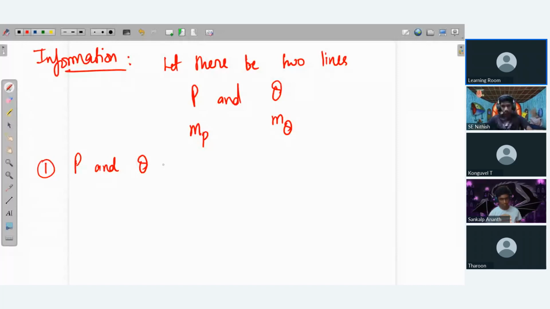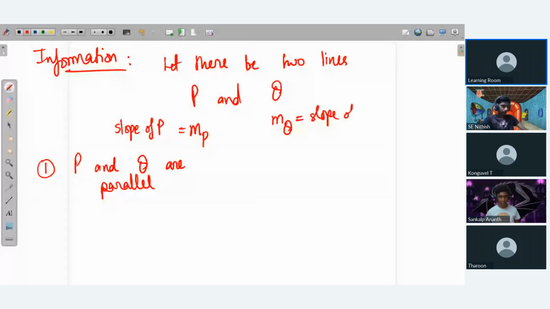P and Q are parallel lines if and only if MP is equal to MQ. Sir, what is MP and MQ again? Slope of P and slope of Q. You can directly declare that if the slopes of two lines are the same, they must be parallel lines.